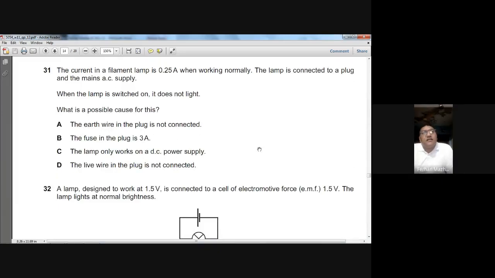The current in a filament lamp is 0.25 ampere when working normally. The lamp is connected to a plug and the main AC supply. When the lamp is switched on, it does not light. What is the possible cause for this? The possible cause might be that you have not connected the live wire, and that can be the reason. So D is the option. The live wire in the plug is not connected.